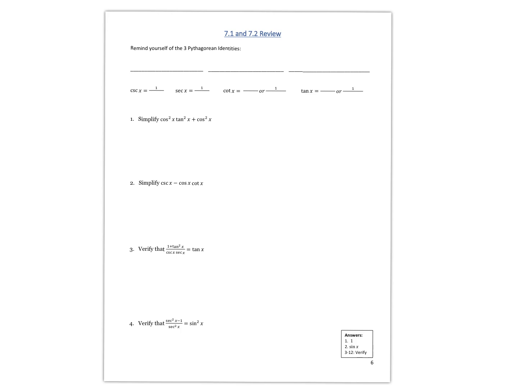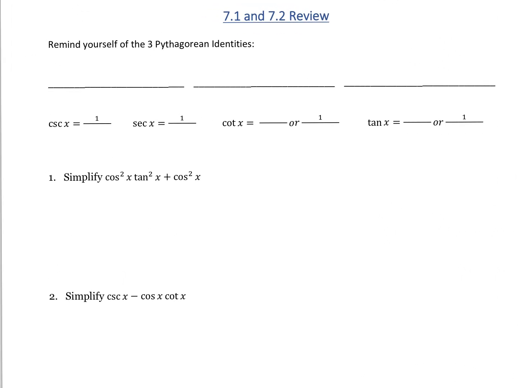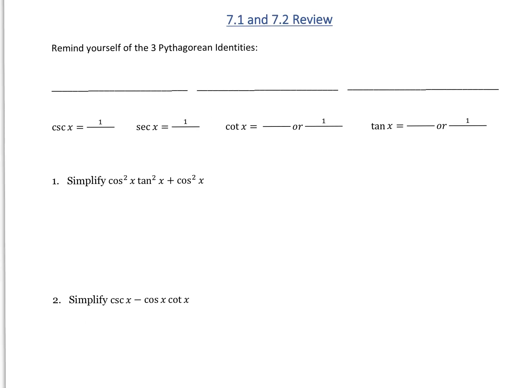Let's just start out on page 6. What the heck are those 3 identities? I'm not going to have all 3 of these memorized, but I do have the first one. What's the first one? Yes, we got to know that one. Sine squared plus cosine squared is 1.